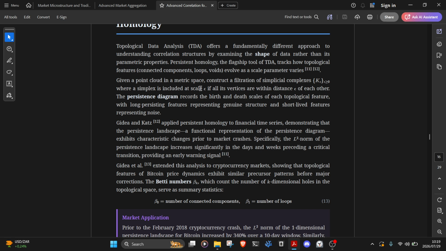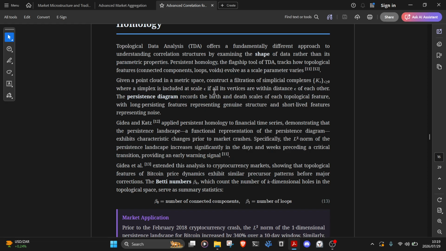Given a point cloud in a metric space, construct a filtration of simplicial complexes. I'm also going to assume you know what a simplicial complex is, right? If you don't, look it up. But yeah, given a point cloud in a metric space, construct a filtration of simplicial complexes K_epsilon, where epsilon is greater than or equal to 0, where a simplex is included at scale epsilon if all its vertices are within a distance epsilon of each other.